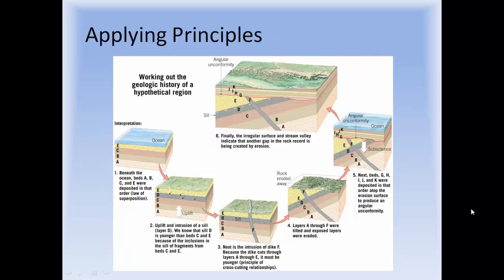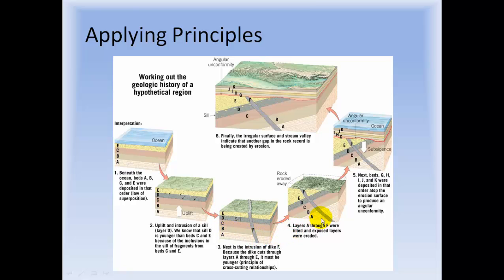Now, applying the principles to figure out which layer is older than the next. First, layers A, B, C, and E were deposited. Then there's uplift and intrusion of a sill. An igneous sill came through here and ended up between E and C, so D is younger than E. Then a dike cut across. This F here is the dike, which is youngest. It's younger than the sill, which is younger than these layers of rock.